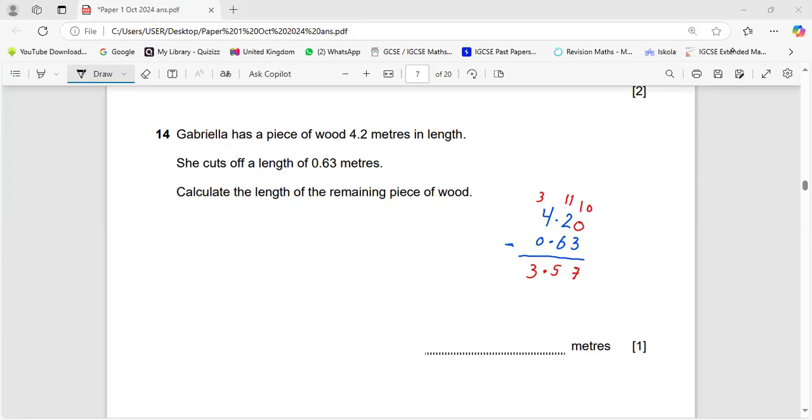Everything is okay. To complete our checkpoint primary stage 2024 October, we stopped at question number 13. We're going to start now with question number 14.